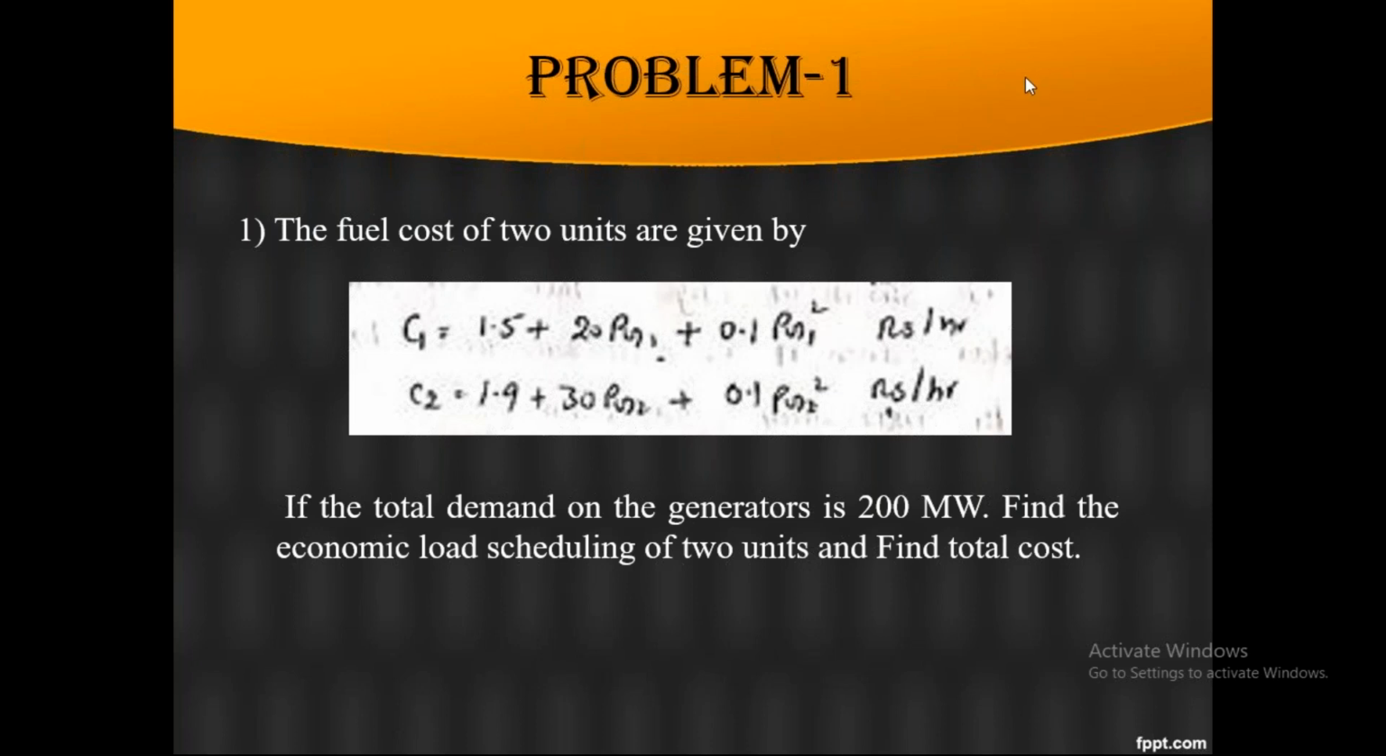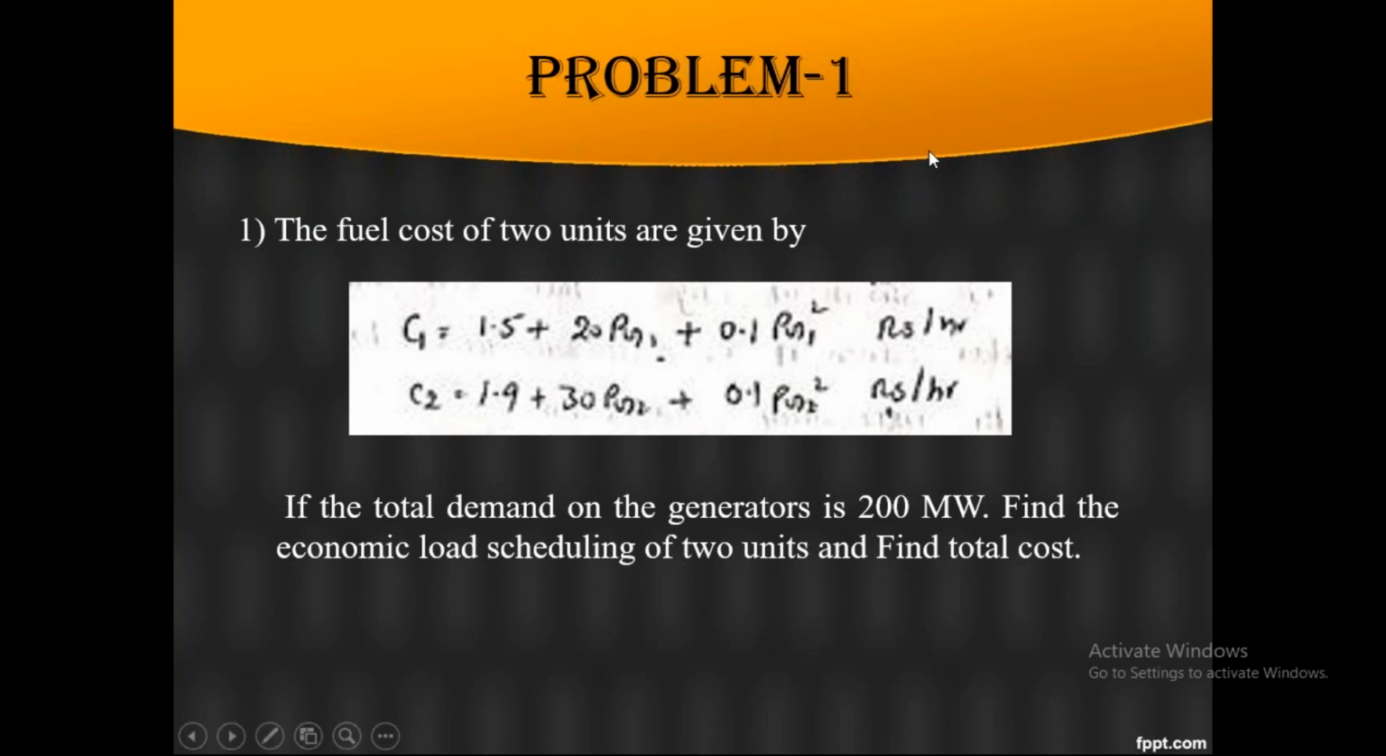The fuel costs of 2 units are given by C1 and C2. C1 is equal to 1.5 plus 20 Pg1 plus 0.1 Pg1 squared rupees per hour. Similarly C2, since that generating station has 2 units. C1 represents the cost of unit 1 and C2 represents the cost of unit 2. If the total demand on the generators is 200 megawatt, find the economical load scheduling of the 2 units and find the total cost.